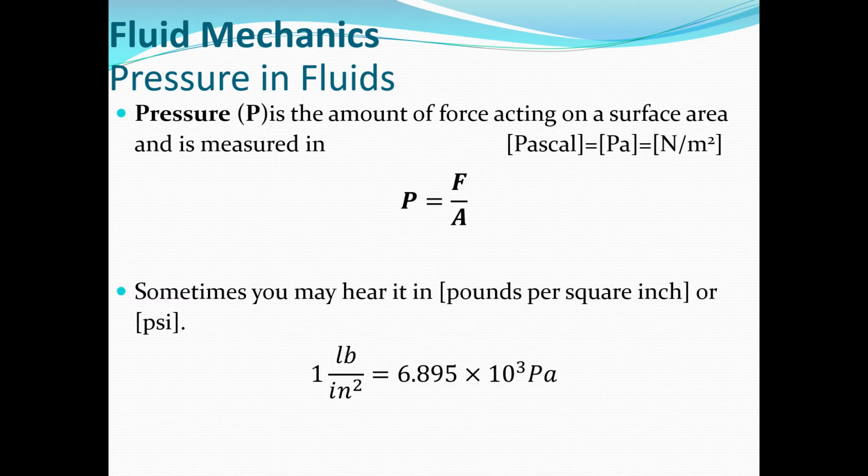This is the conversion: 1 pound per square inch is equal to 6.895 times 10 to the third pascals. So whatever the PSI is, just multiply it by this and you get your pascals. And if you want to find the PSI, multiply the pascals by this number. You know, pretty standard stuff.